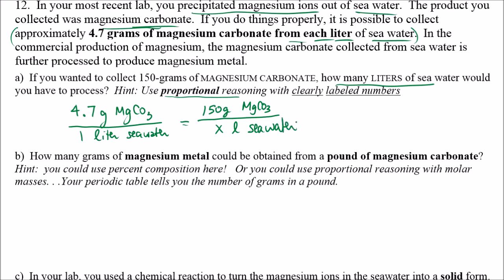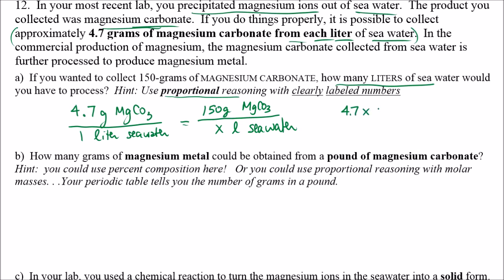Notice this proportion is not ambiguous. Every number is clearly defined. This is what you're trying to do in science, is make it so your numbers speak clearly to the reader. All right, you can cross multiply or solve this in another way if you like. But when you do that, I'll do cross multiplication.